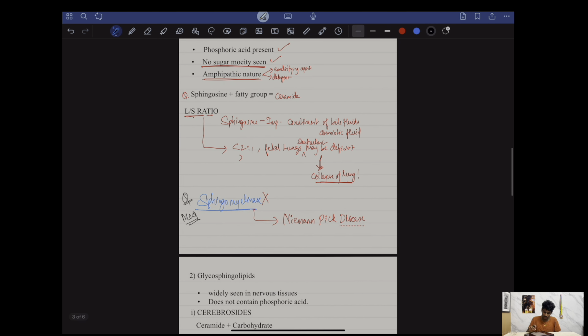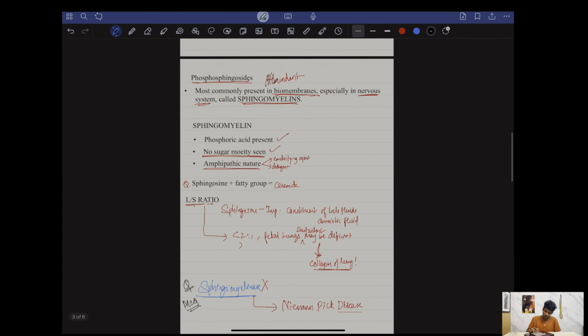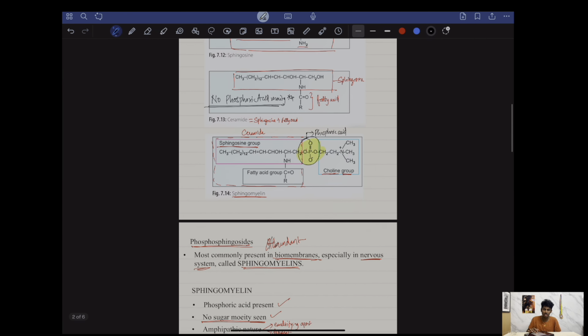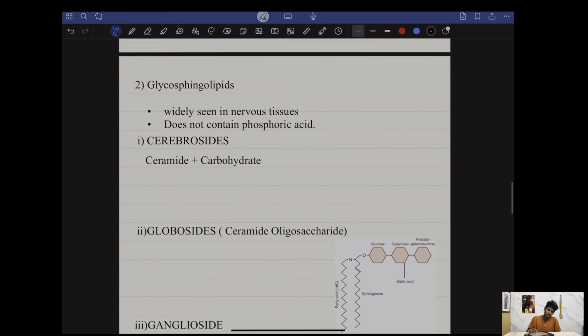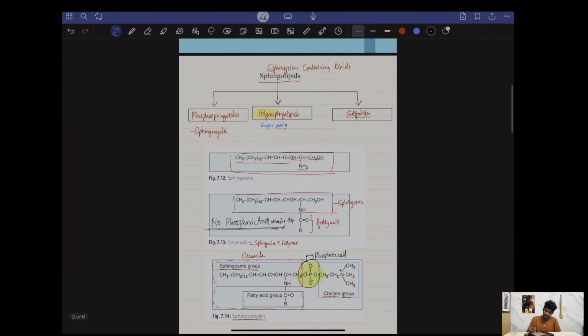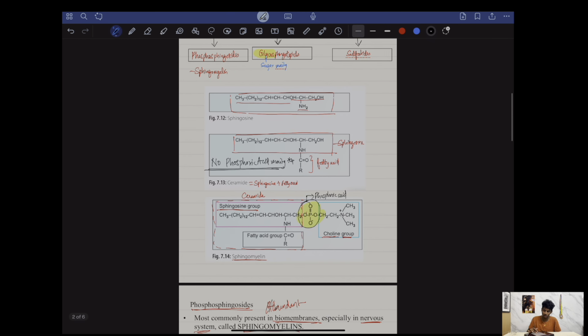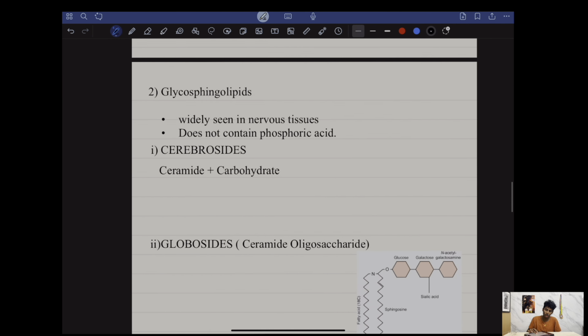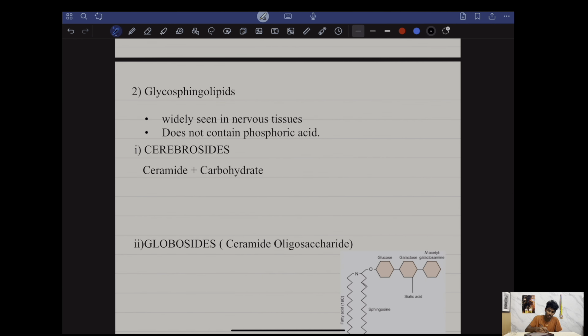I'll tell what to study in part 2. Is it clear? Are you thorough about the sphingolipids? Okay, so we have discussed the sphingolipids, and phosphosphingosides we have covered. Now I am going to talk about the glycosphingolipids. Okay, so let us talk about the glycosphingolipids.